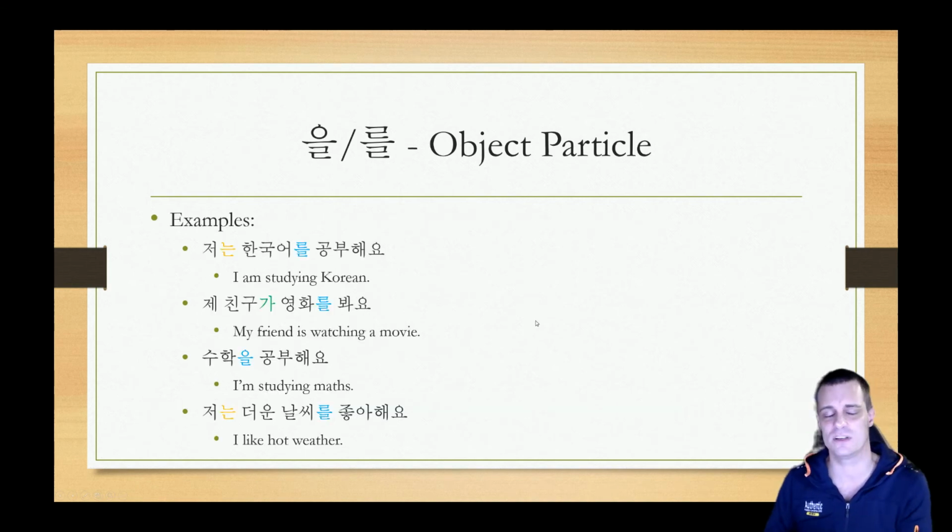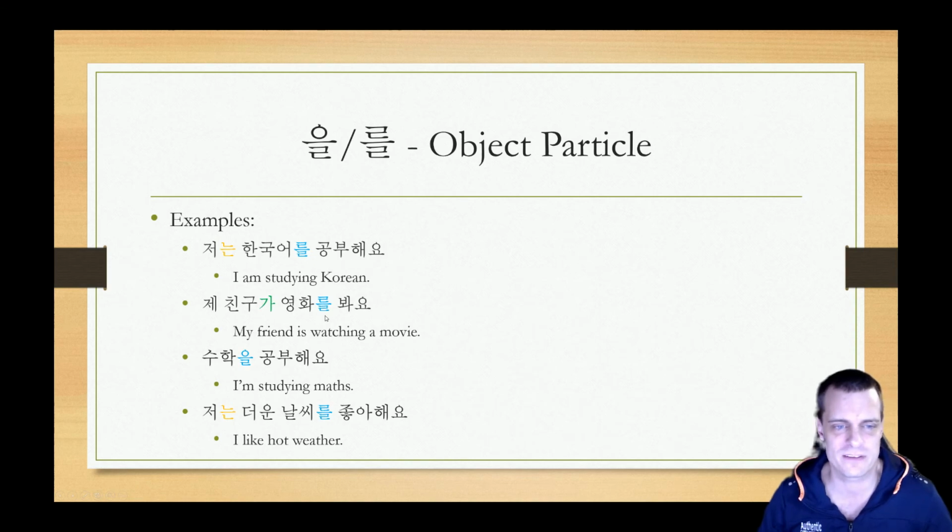All right, so let's have a look at some examples. You'll note that I've color-coded each of the different particles in these sentences a different color, and today we're looking at the blue ones. So, 저는 한국어를 공부해요. I am studying Korean. Noting what's being studied, the thing here, 한국어, Korean, has the object particle attached to it.